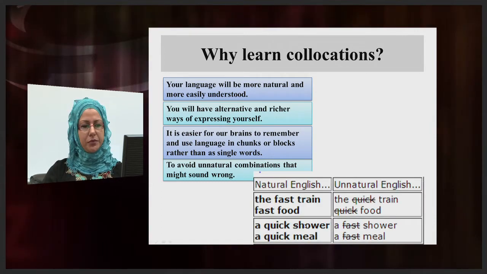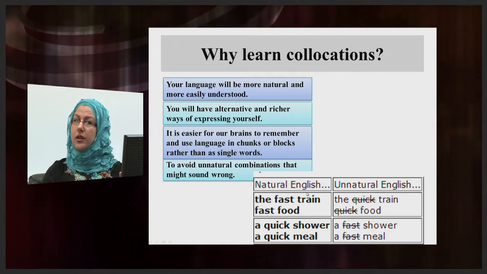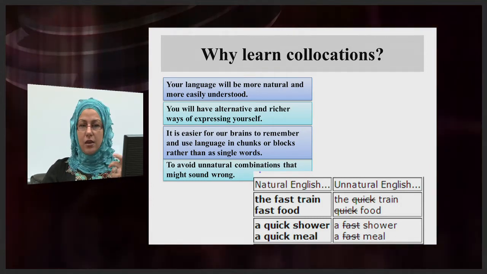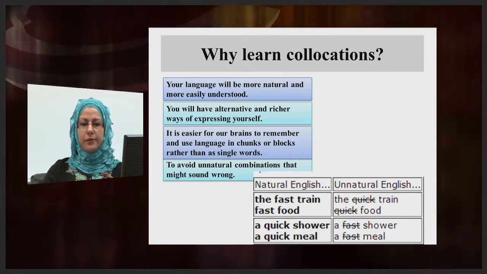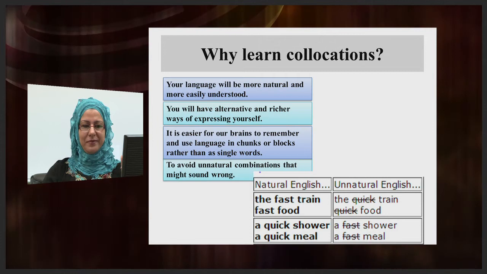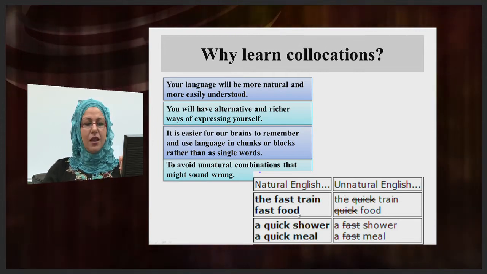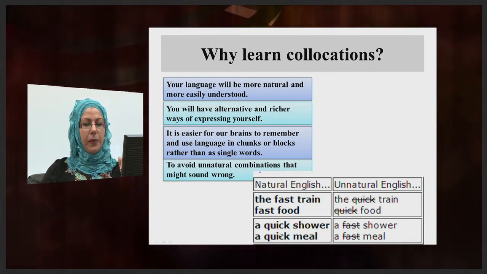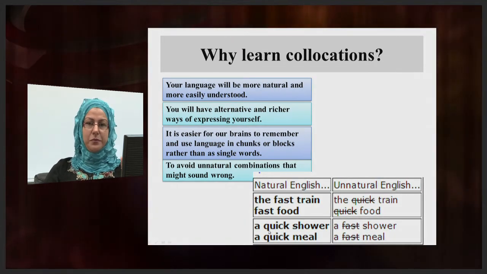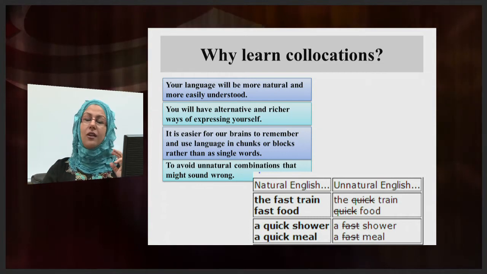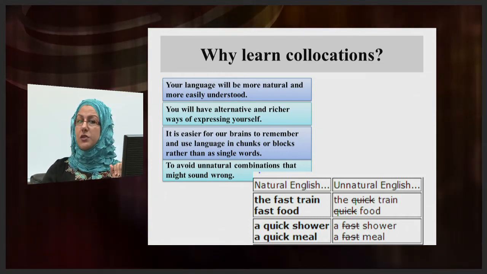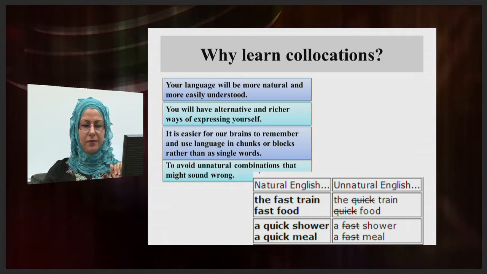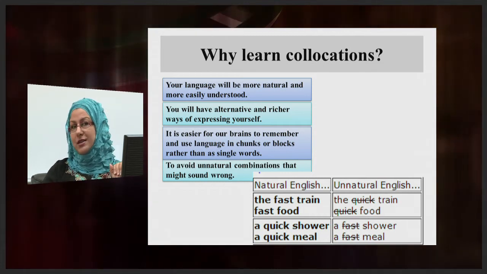Have a look at this example. Natural English, and we mean by natural English, the English spoken by native speakers. Natural English says, or native speakers say, the fast train. They would never say the quick train. It sounds unnatural. They would also say fast food, and never quick food. Contrastingly, the word quick collocates with other words. A native speaker would say a quick shower. He would never say a fast shower, as he would say a quick meal, but never a fast meal.